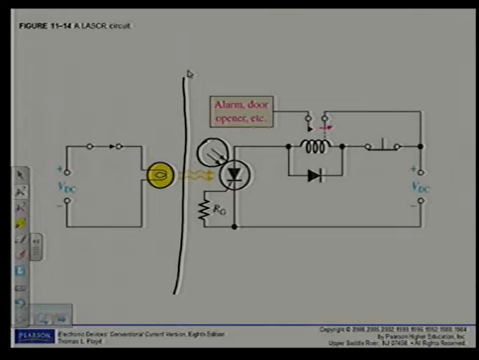One of the advantages of using this type of device. We will have a look at some of these devices later in the semester as well. Alright, this concludes then section 11.2 on the SCR.